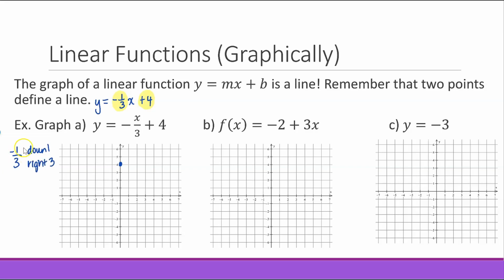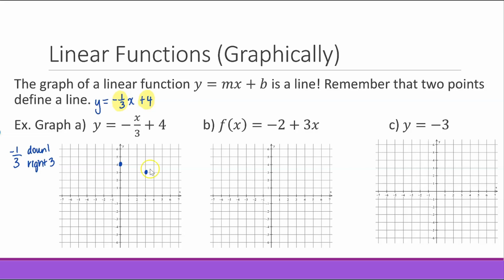So if you remember, slope is rise over run, but since it's negative, it's telling me to fall or go down, and then run right or left. Since it's positive, run to the right. So from this coordinate point, I'm going to go down 1 unit and then right 3 units. So that's going to get me to the point 3, 3.